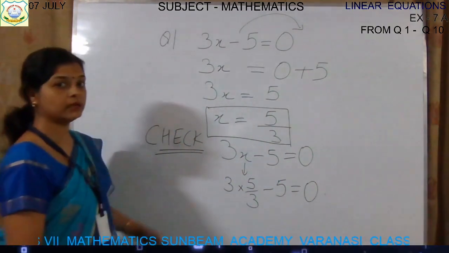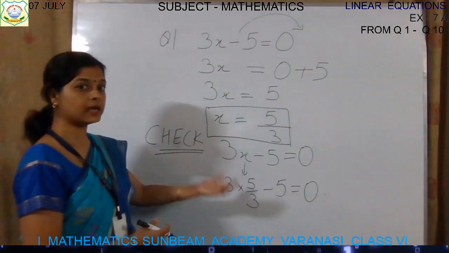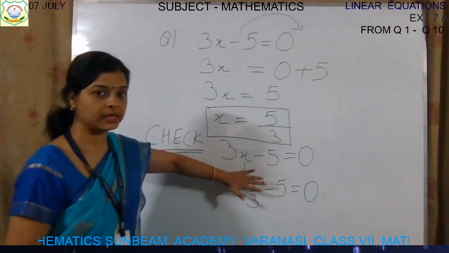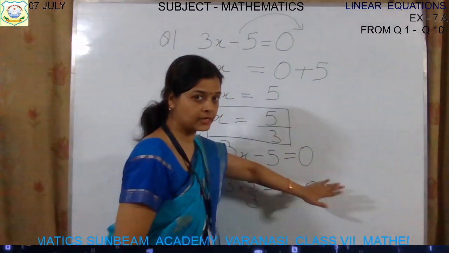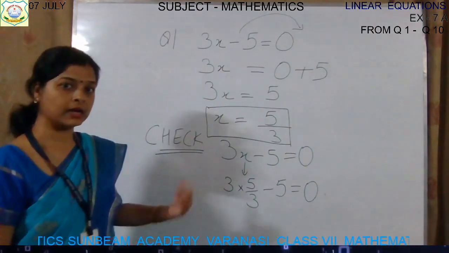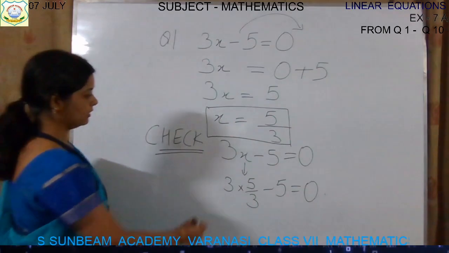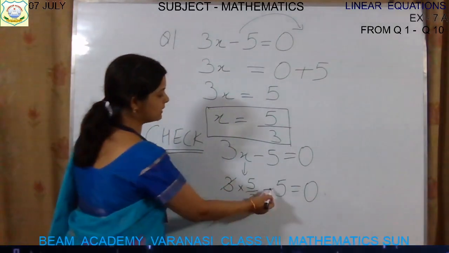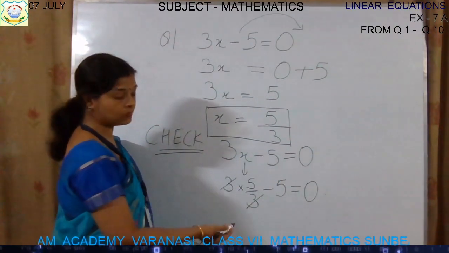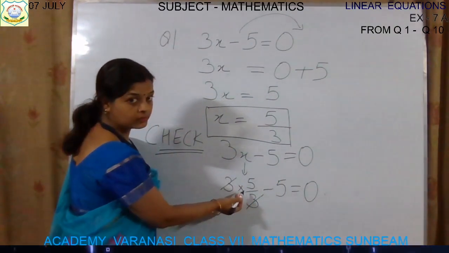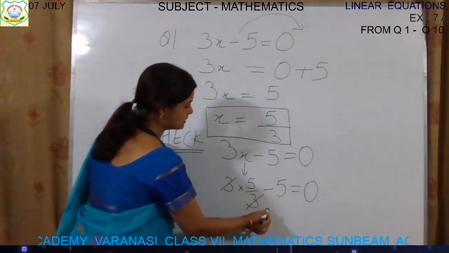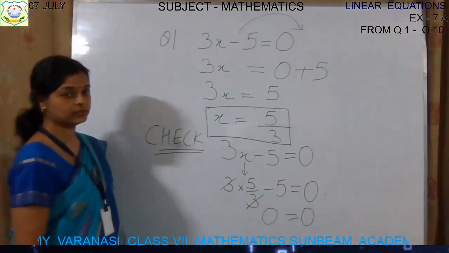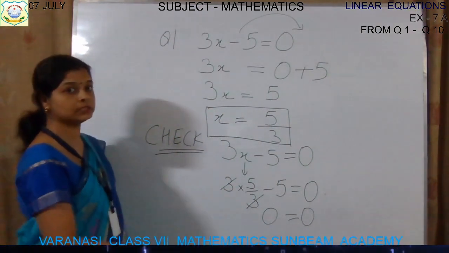Now we will solve LHS as well as RHS, and if the left hand side is equal to the right hand side, then our answer is correct. Now this 3 and 3 can be cancelled out, isn't it? Only 5 is left, children. And 5 minus 5 is 0. And on that side it is again already 0. That's why LHS is equal to RHS.